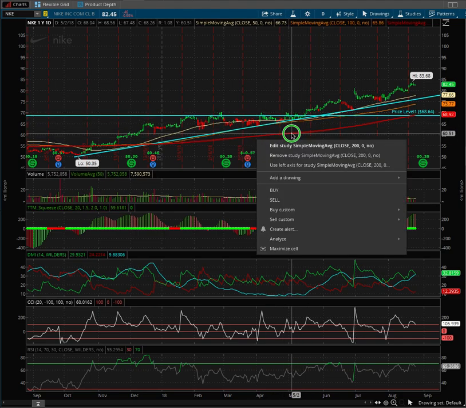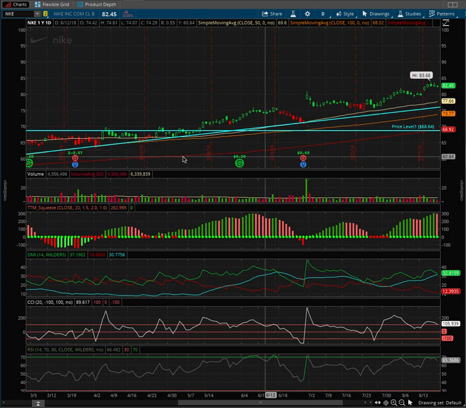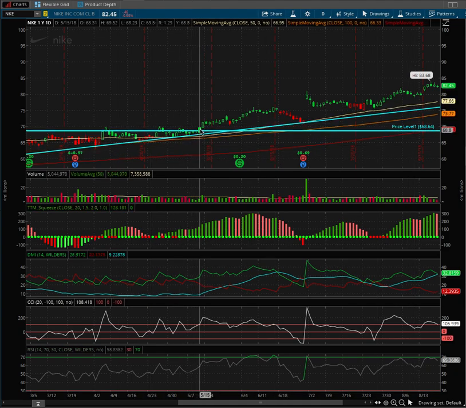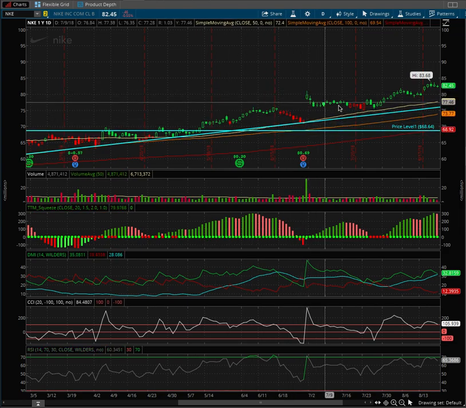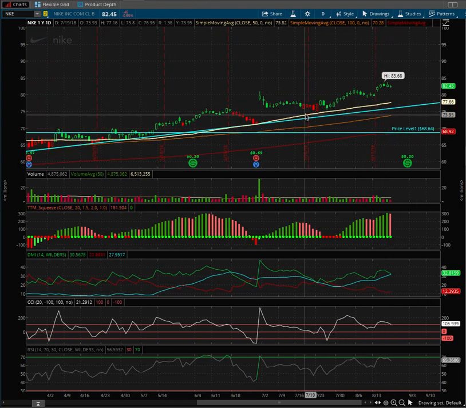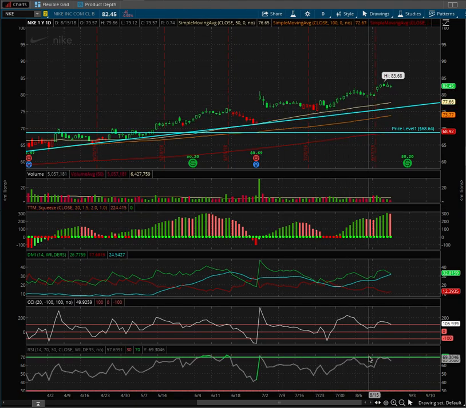So it ended up popping here. So it ended up popping out here and pushing through, came back, tested this trend line, came up, and has been above that trend line, and now this 50-day moving average is acting as that trend line and it's pushing forward.